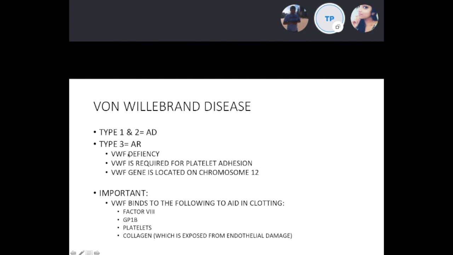And then the general idea of von Willebrand disease is that it is a von Willebrand factor deficiency. And as we know, von Willebrand factor is required for platelet adhesion. The gene that codes for von Willebrand factor is located on chromosome 12. And overall, the idea is that von Willebrand factor binds to the following to aid in clotting. So that includes factor 8, GP1B, platelets, and collagen, which is going to be exposed from some type of endothelial damage that requires clotting.